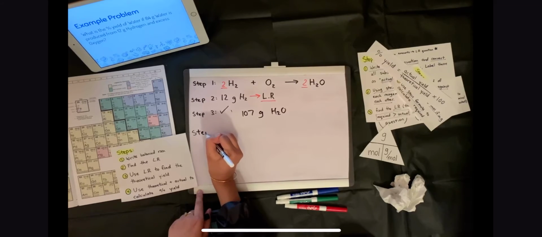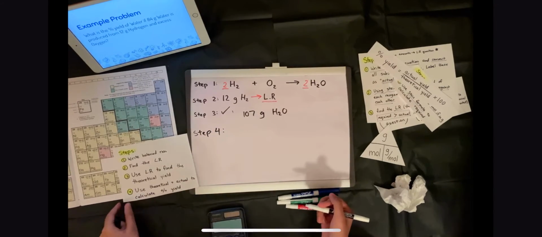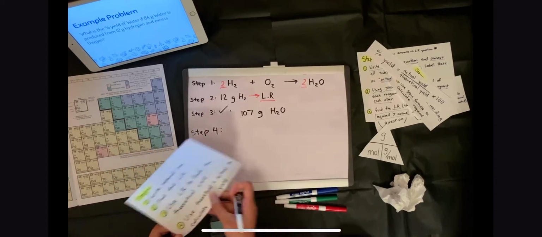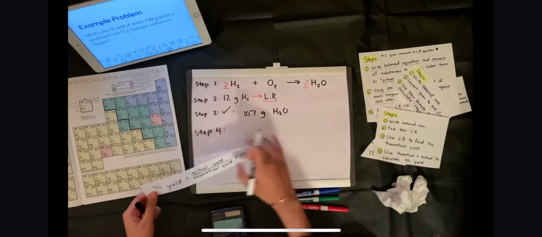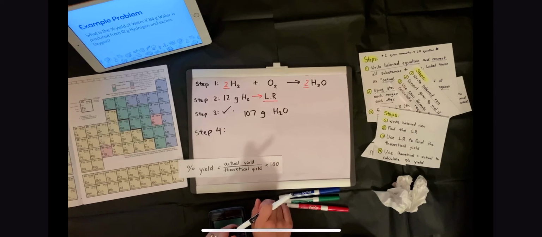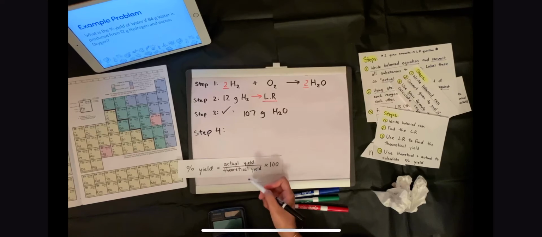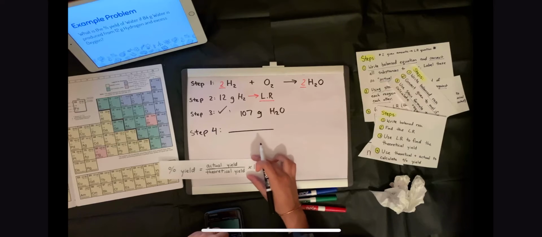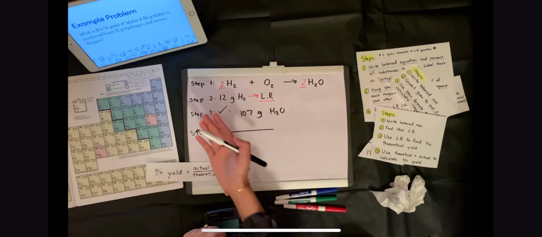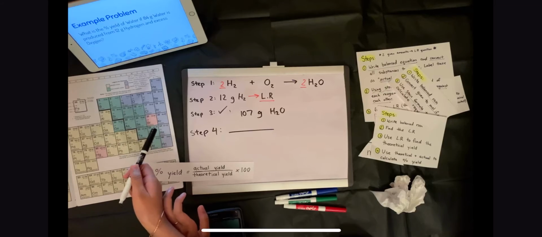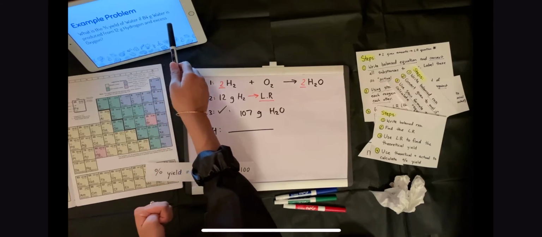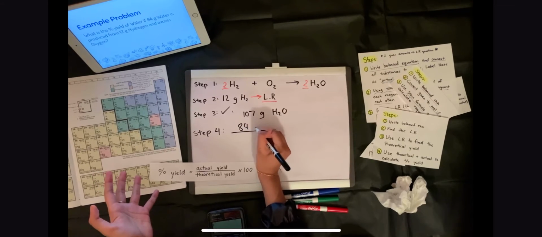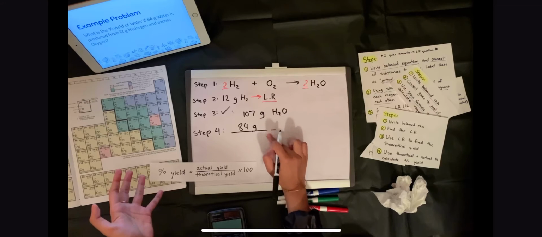Step 4, the last final step, is to use the theoretical and the actual to calculate the percent yield. So here's the thing. This is the formula for percent yield: actual over theoretical times 100. So the actual is given in the question itself. If you look carefully, it says 84 grams of water. So that's the actual, because that's what we had in the lab. So you write 84 grams. It's already given in the question for you. You don't really do anything.